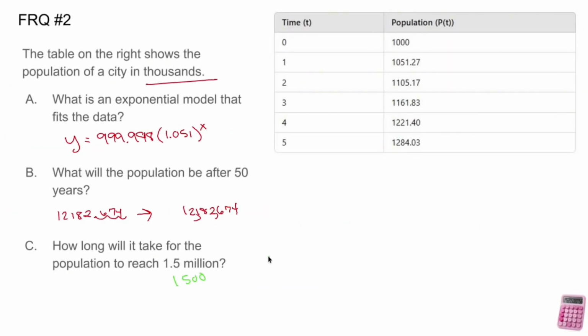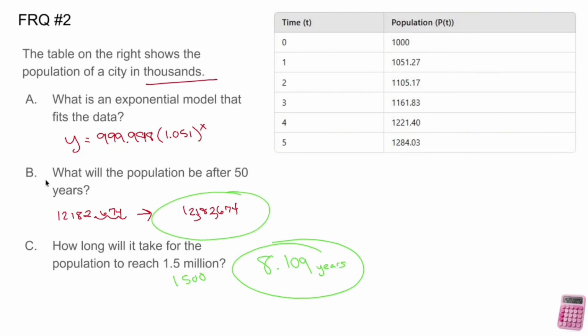So the year we got was 8.109. So years, let's just make sure we say years, and that'll do it. So yeah, that's exponential regression, boys and girls. Lots of fun, lots of fun, lots of fun.